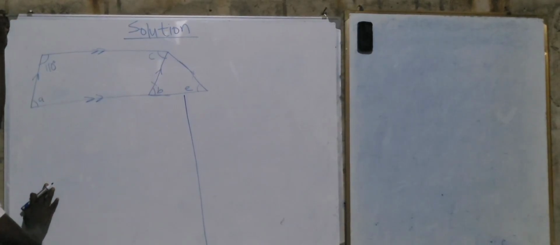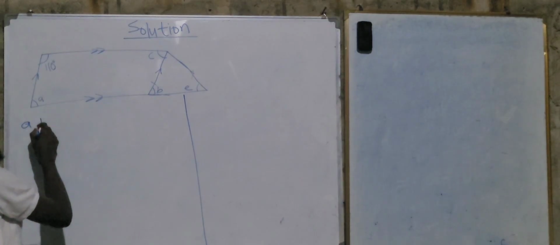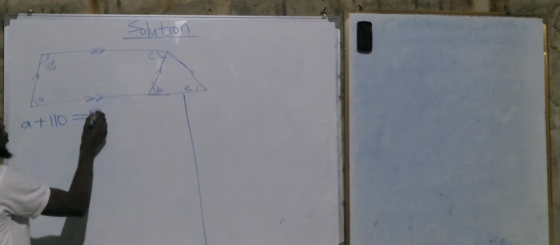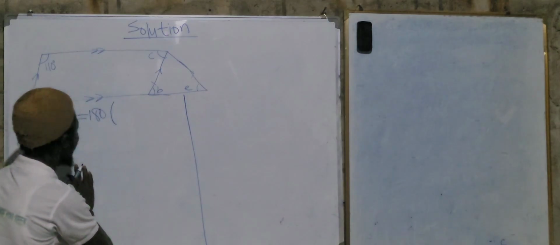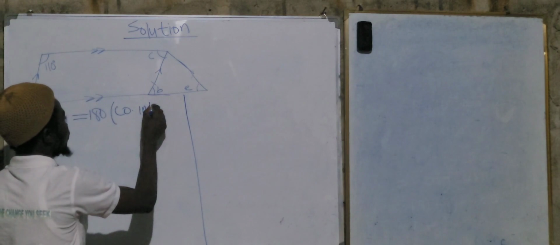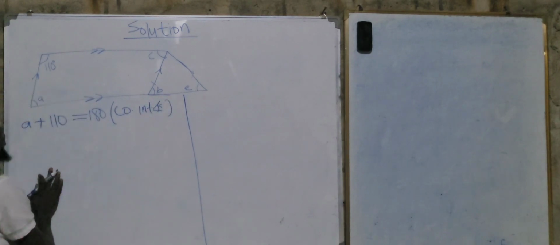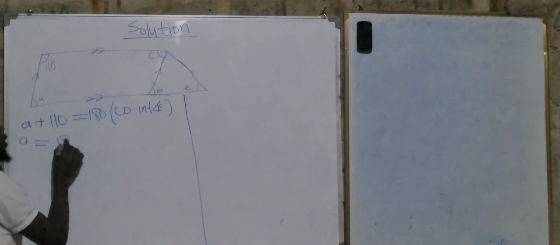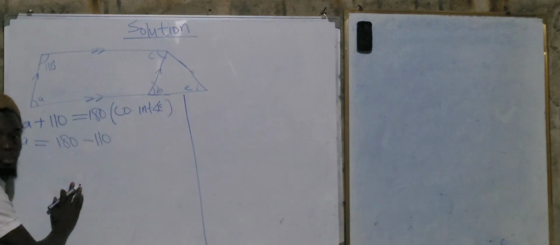Good. Here we have A. We now have A plus 110 equal to 180. What is the reason here? Co-interior angles, interior angles. So therefore, A is equal to 180 minus 110. Are we okay here? Good.